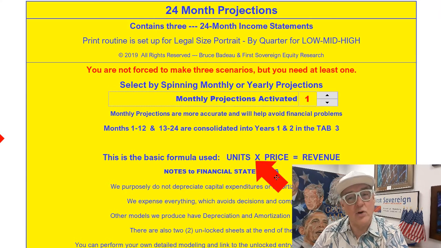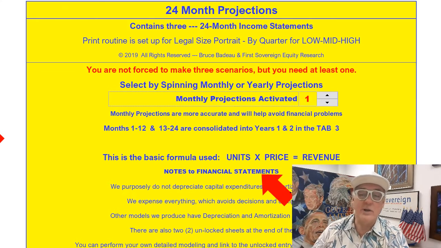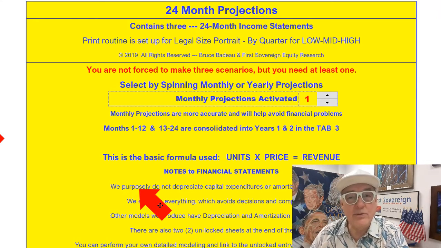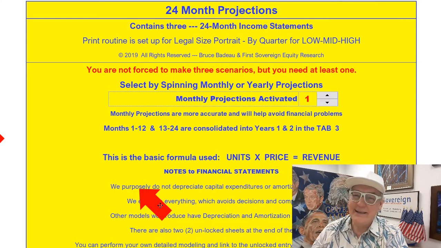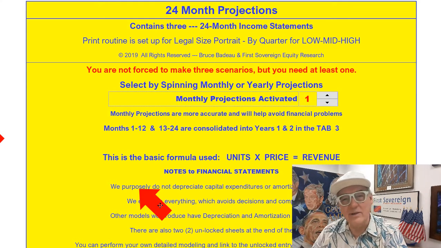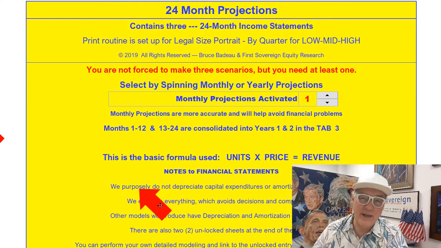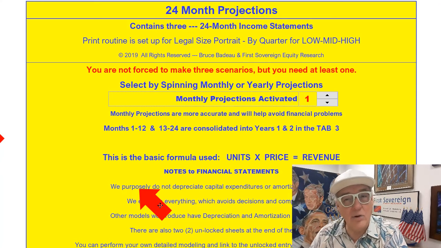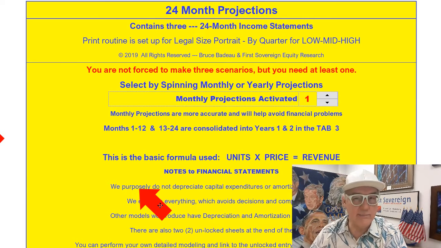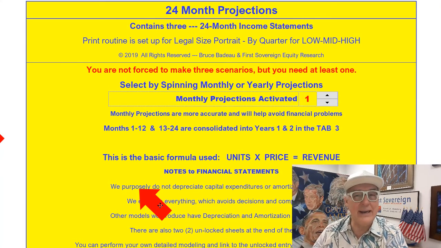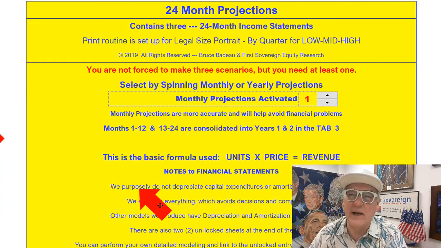Another one: units times cost of goods gives you your total cost of goods. Now, a couple notes on our financial statements. We purposely do not depreciate or amortize CapEx. It's too much to worry about. It doesn't make much difference at this stage. We want to keep it simple. Now, we've got models that'll do all of that with the depreciation, amortization, and even for the oil guys, depletion. But that's not what we're doing today. We're trying to make this a single round early investor, kind of like what you'd find in your family, friends, and hopefully not fools.